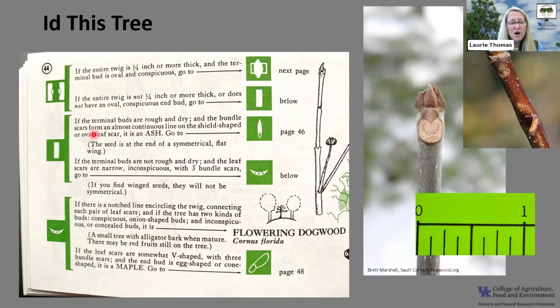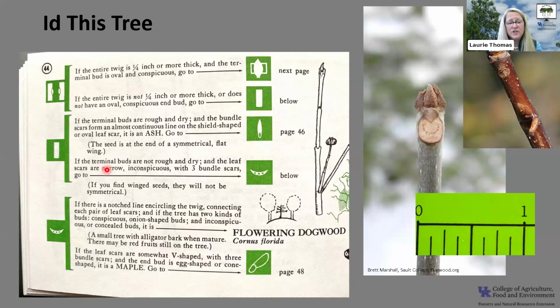And the bundle scars form an almost continuous line on the shield-shaped or oval leaf scar. Well, it looks like a shield, kind of oval leaf scar. And you remember the bundle scars are those little lines, those veins that fed water into the leaf during the growing season. Those make a very nice continuous line. And our leaf scar is definitely in a shield shape.